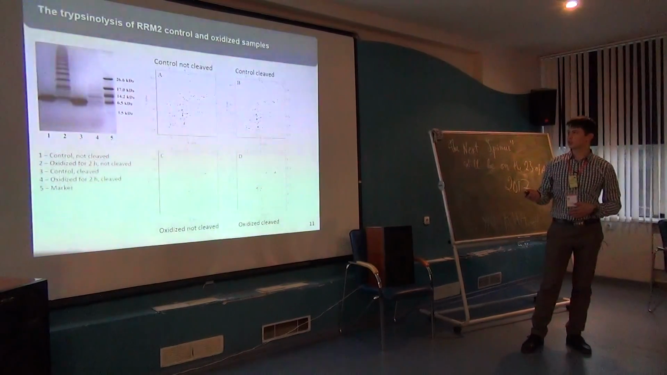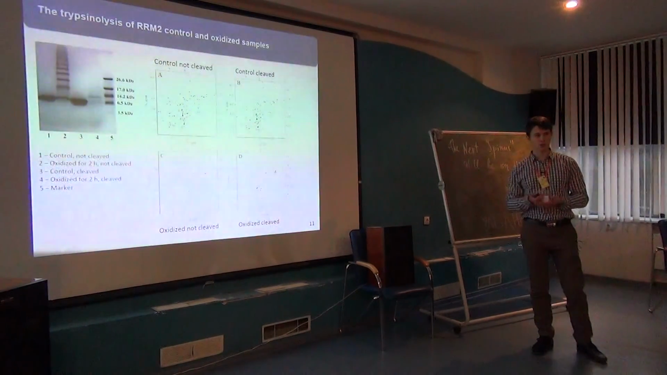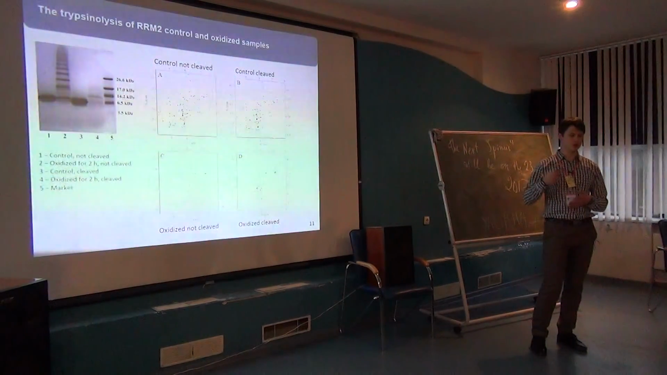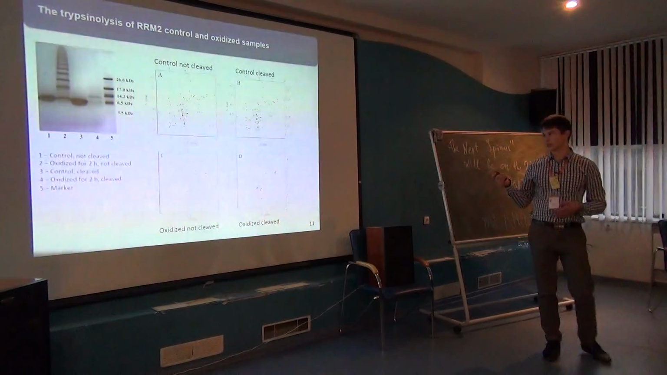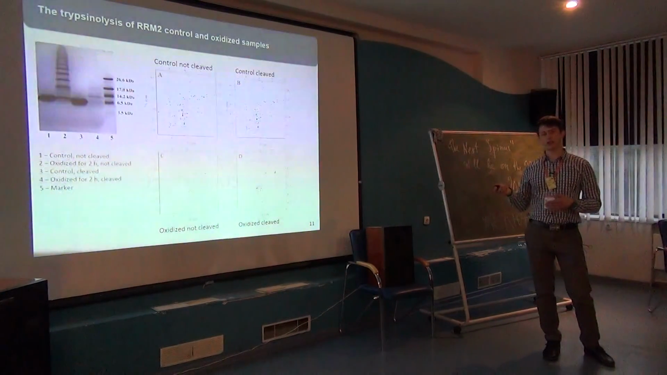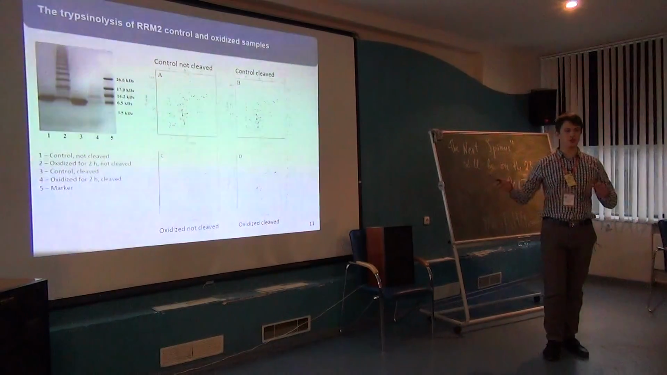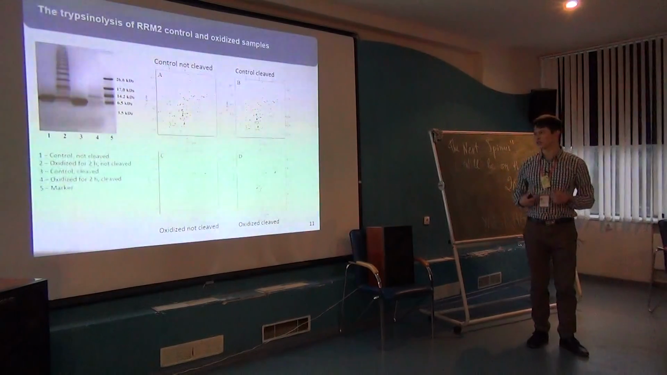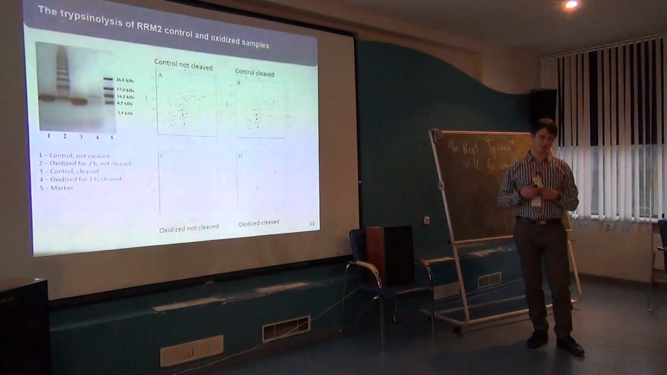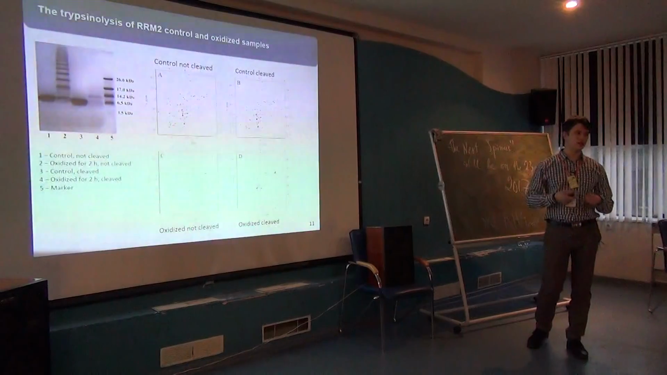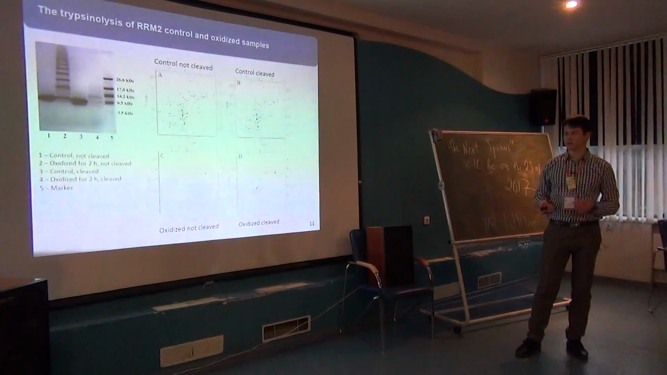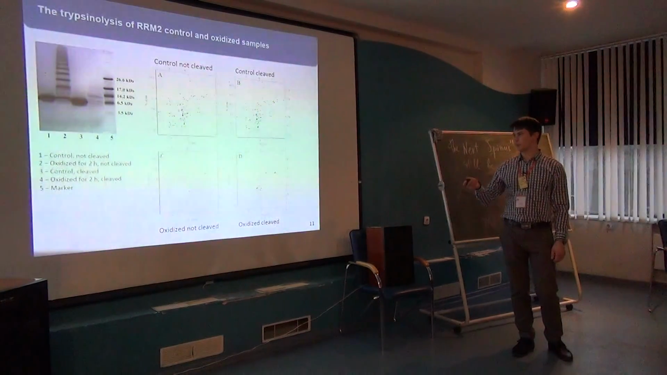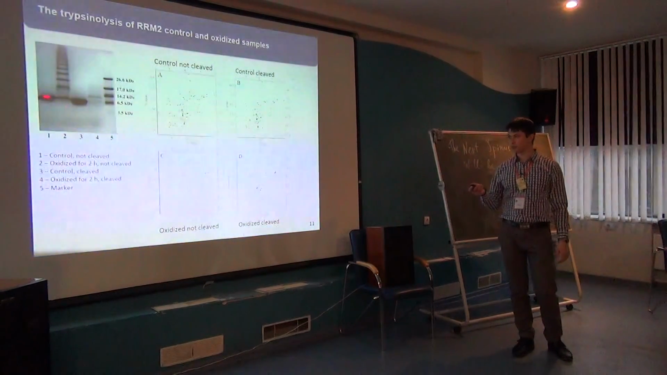Another biochemical experiment is trypsinolysis. Trypsin is a protease that can cleave a protein in sequence after arginines and lysines, and it can cleave only unfolded or disordered regions. But if the protein is globally folded, it cannot cleave it, because the recognition sites are not accessible to this protease.